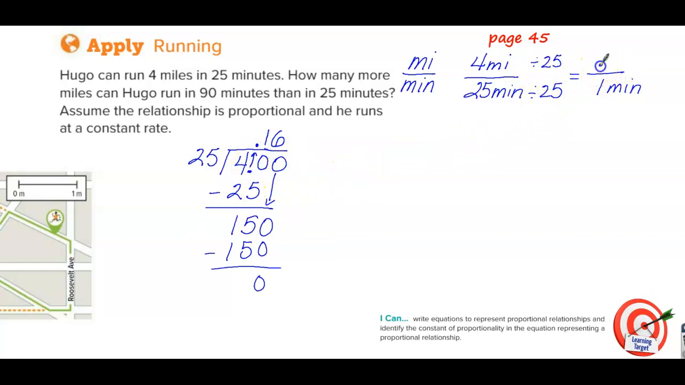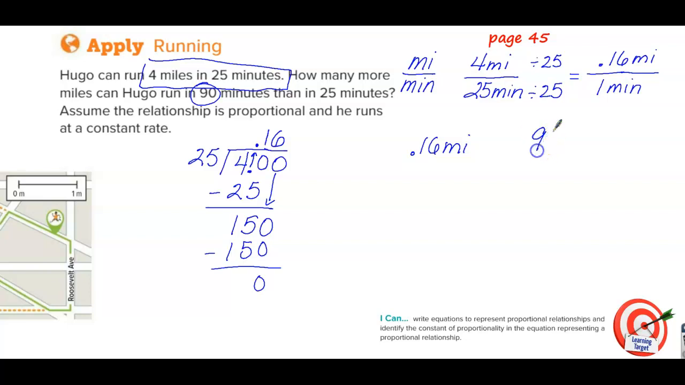So, Hugo can run 0.16 miles in 1 minute. That's a pretty good clip. But that's not what the question asks. It wants to know how many more miles can he run in 90 minutes than in 25. Well, we already know how many he can run in 25. What we don't know is how many he can run in 90 minutes.